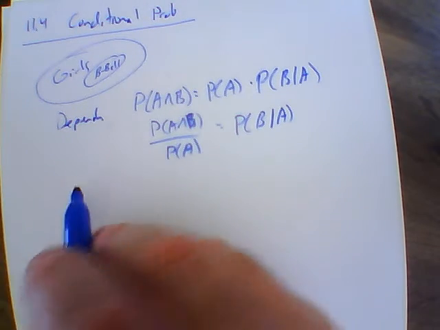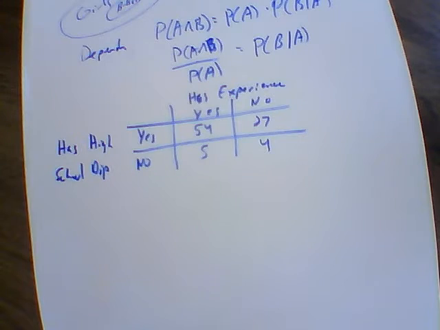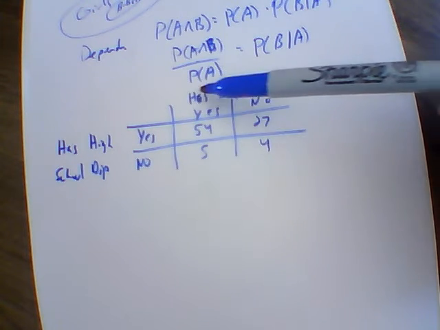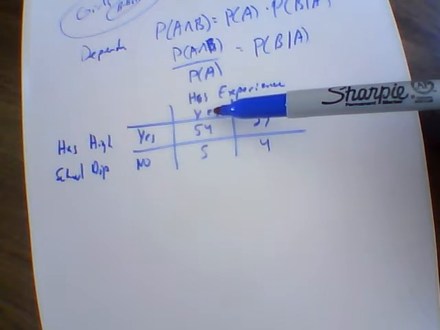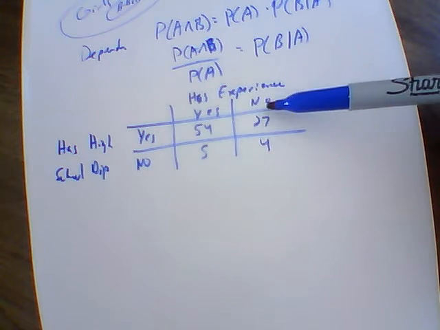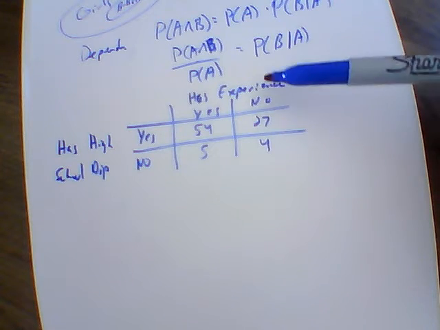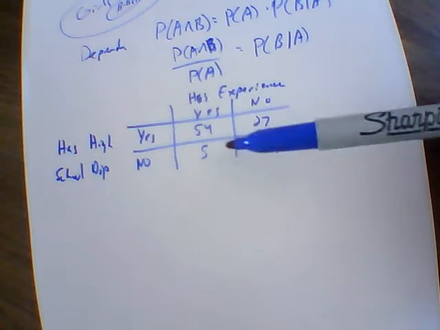So if we look at number 8 and 10, now number 8 and 10 have this table that is given to us. So looking at our table that we have here, we're talking about the characteristics of job applicants. Out of these job applicants, we talk about having a high school diploma, not having a high school diploma, having experience and not having experience. So we see that 54 people have experience and have a high school diploma. 27 have a high school diploma but no work experience. 4 have no experience, no high school diploma. 5 have no high school diploma but they have work experience.